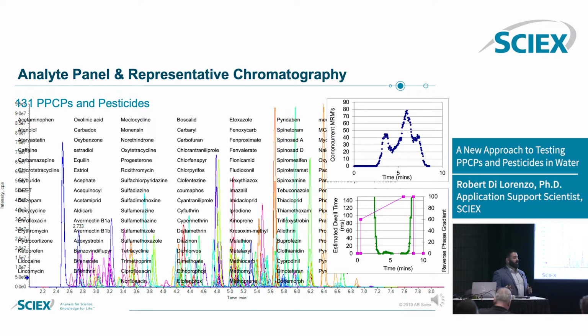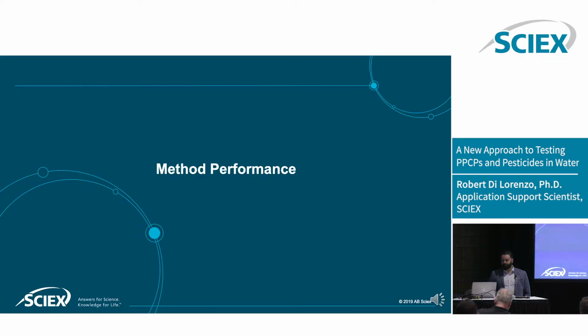If you're attributing 100 milliseconds to just polarity switching, as with the old systems, that's a lot of dwell time just taken up by polarity switching. You can see how the calculated dwell times drop. But with the 5 millisecond polarity switching time, you have the ability to do this where you have so many concurrent MRMs. In terms of method performance, let's pull back that chromatography.